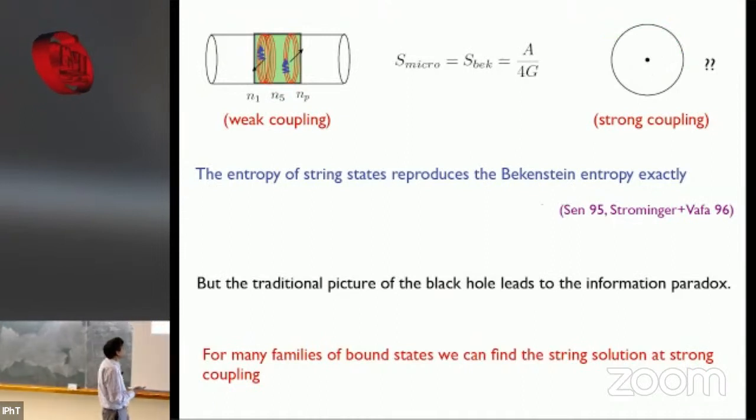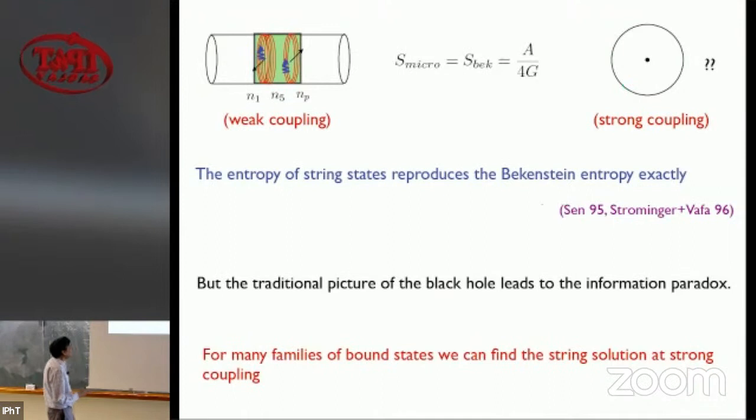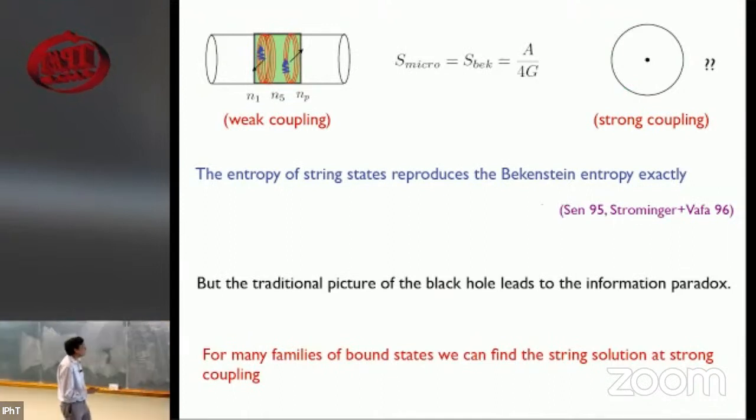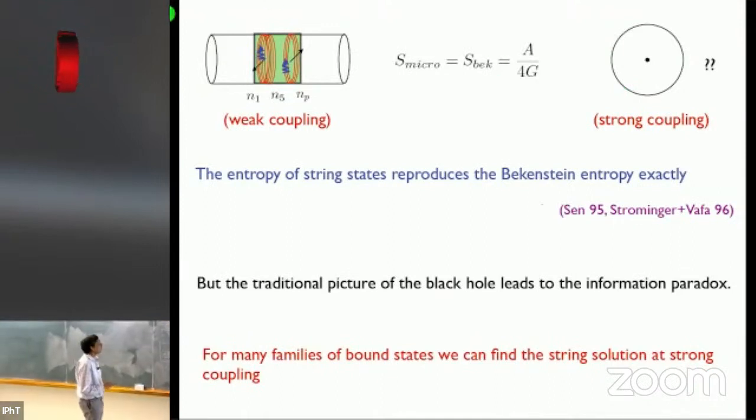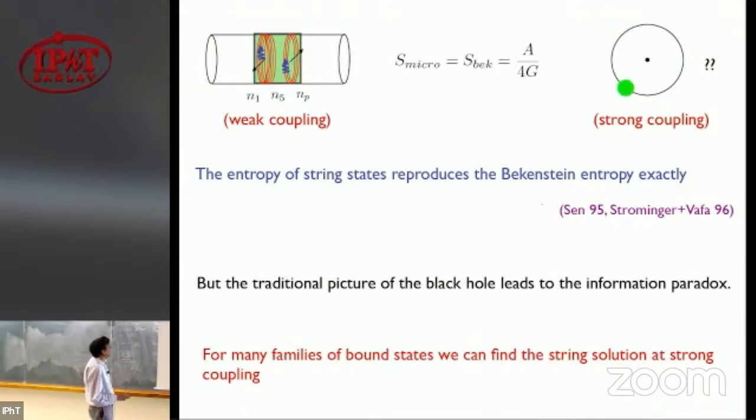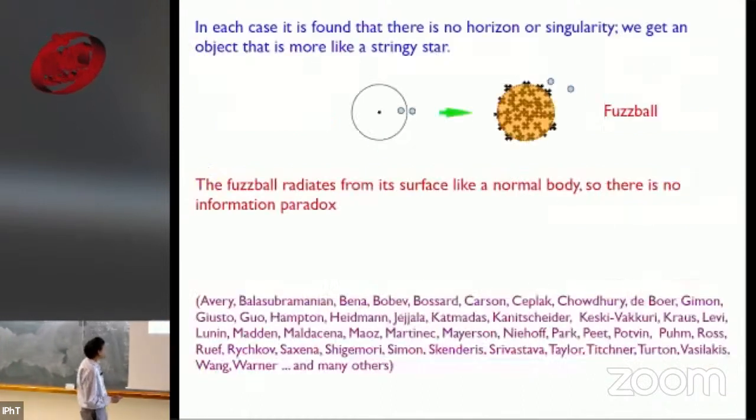But if you have this picture of the black hole, which we have up here, then as we have seen, that leads to the information paradox. So the question is, if this is the weak coupling picture of some branes that you can see at strong coupling, is that indeed the correct picture, or do you get something else?